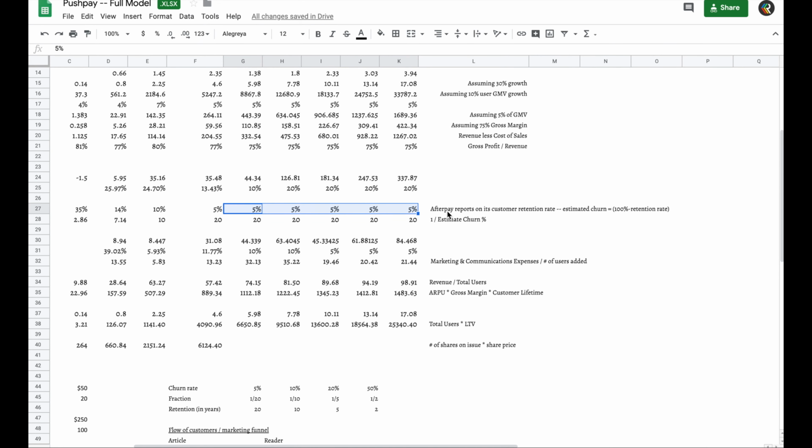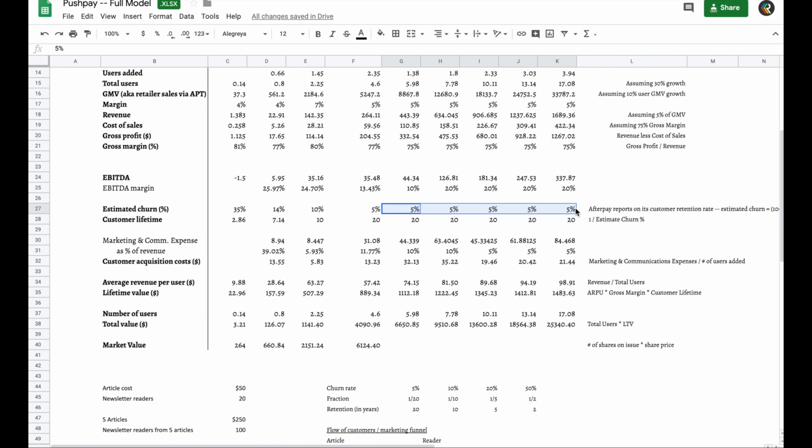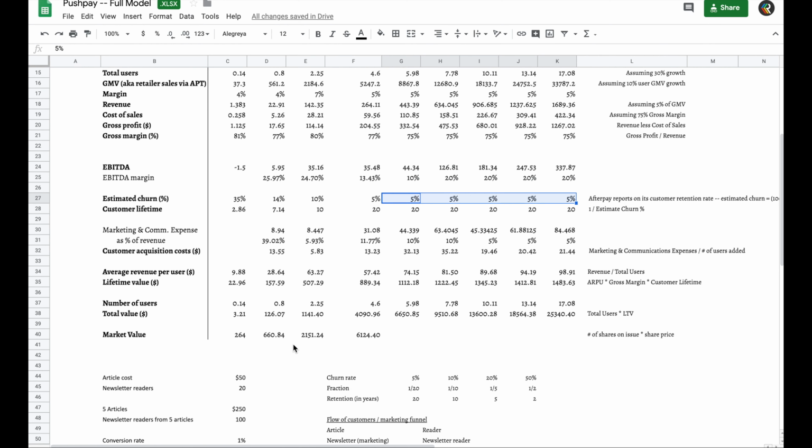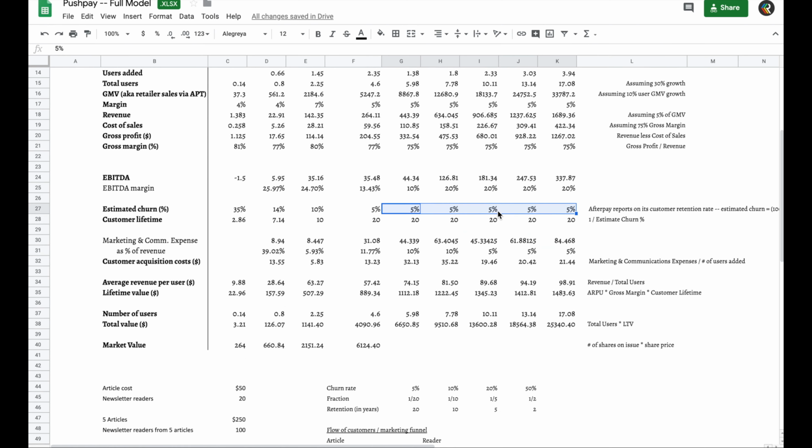You can see Afterpay reports on its customer retention rate, but you can see that we've made assumptions, and this is where you could change your opinion of whether Afterpay is a buy or a hold or a sell. This is probably one of the most crucial inputs, as we know from the work we did down here. It directly affects this number here, the number of years that a customer stays with Afterpay and uses the product. But anyway, this is just an assumption, and it's a very simple one.